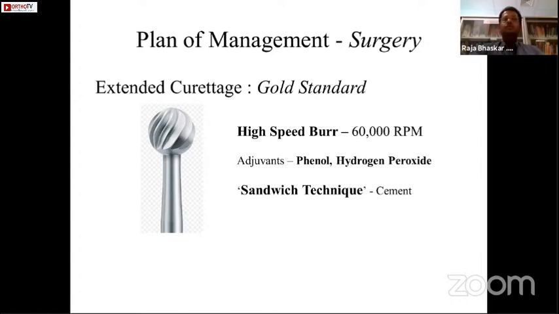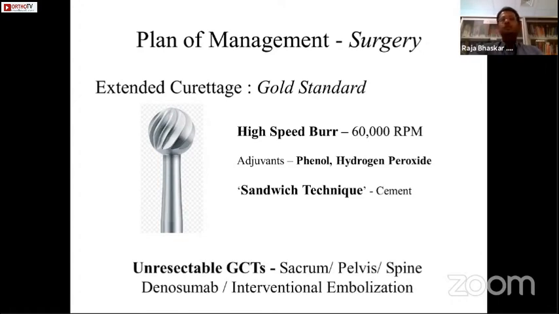So the gold standard of management is surgery. And of course, Sunil will be talking on unresectable GCTs, of the sacrum, pelvis, and spine. And with the wonder drug denosumab in 2012, which changed treatment, whether it's really effective. And also in these unresectable GCTs, prior to denosumab, they were doing a lot of interventional embolization, which is even done in many centers today.